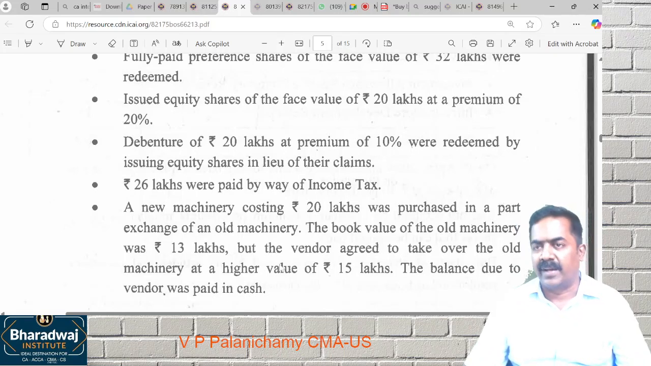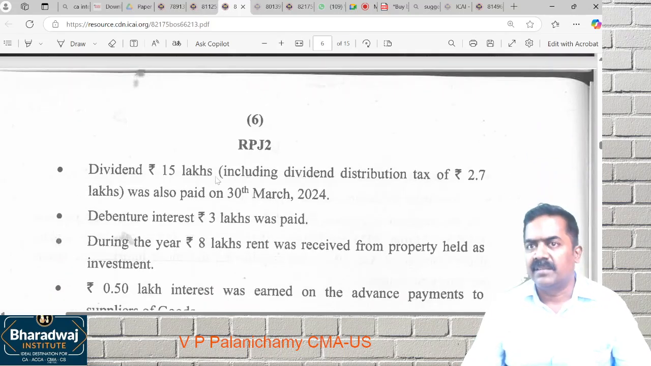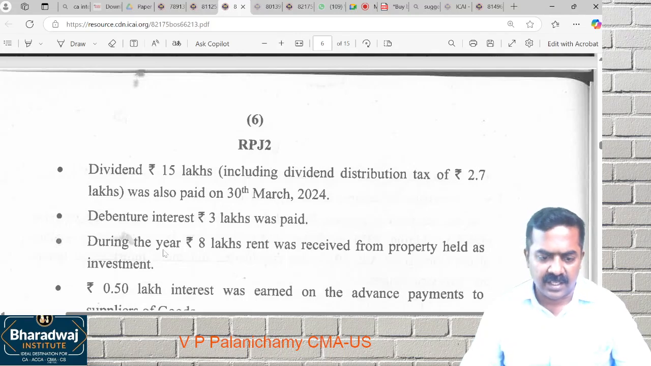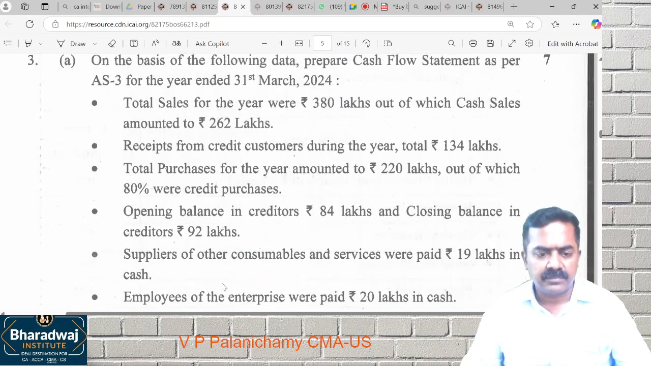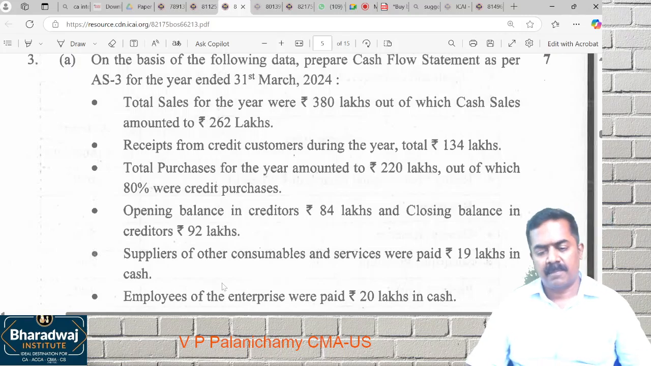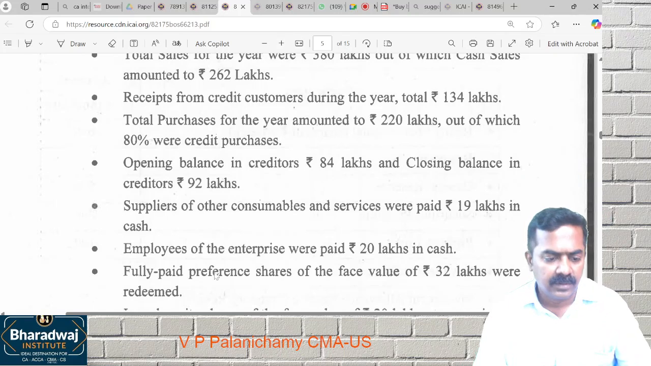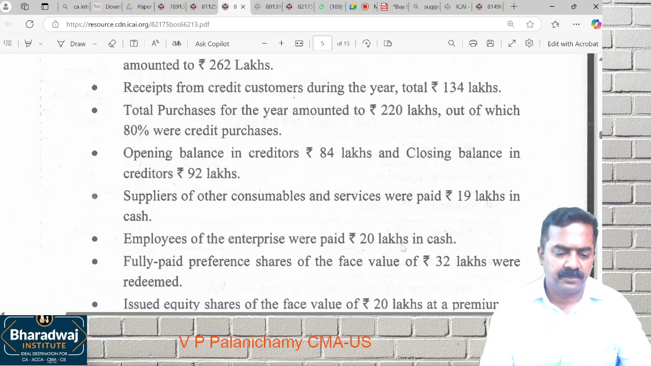This you have to work out and find how much is paid in which activity. Investment activity. Then dividend 15 lakhs paid, financing activity. Debenture interest paid, financing activity. Then rent receipt will come in investment activity. Interest earned also will come. Try for me. Operating activity, any answer? Employees cost is an operating activity.